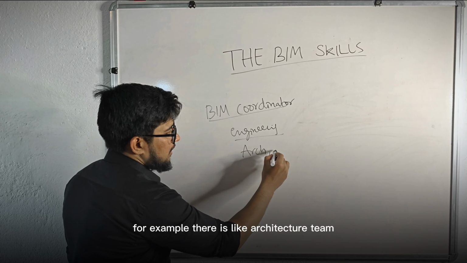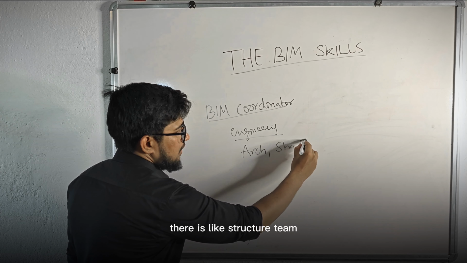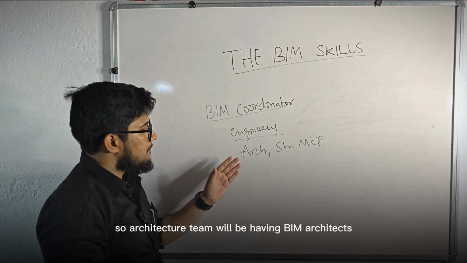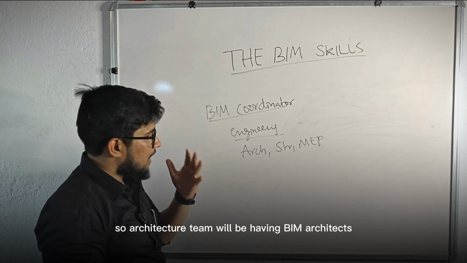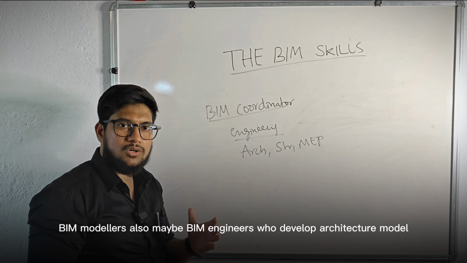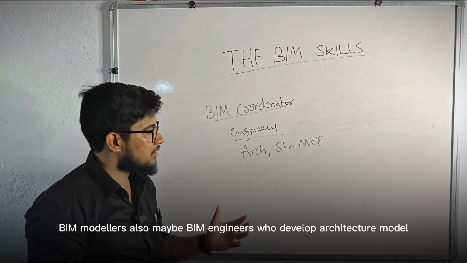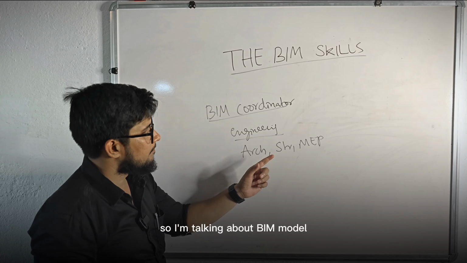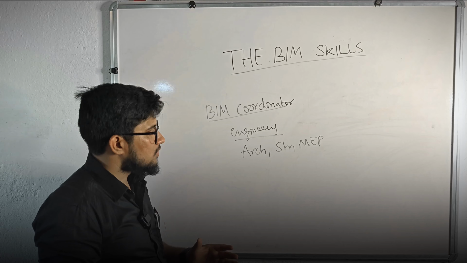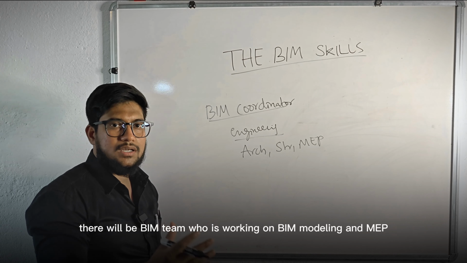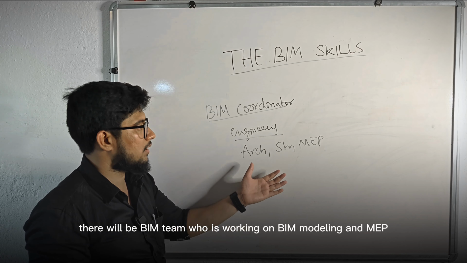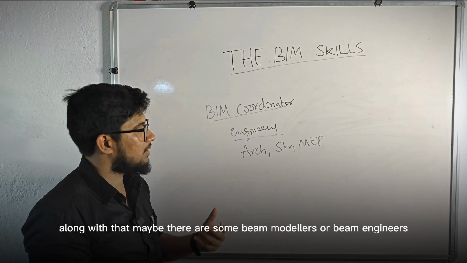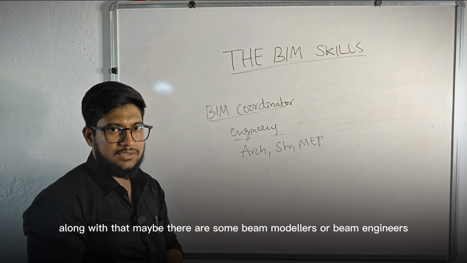For example, there is an architecture team, there is a structure team, and again there is one MEP team. So the architecture team will have BIM architects, BIM modelers, also maybe BIM engineers who develop the architecture model. So I'm talking about the BIM model. Then again in structure, along with the design team, there will be a BIM team working on BIM modeling. In MEP also a similar team will be there. There will be a design team, along with that maybe some BIM modelers or BIM engineers.